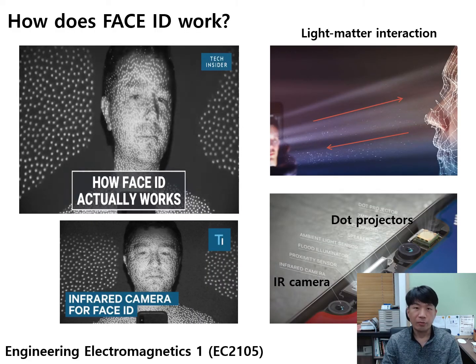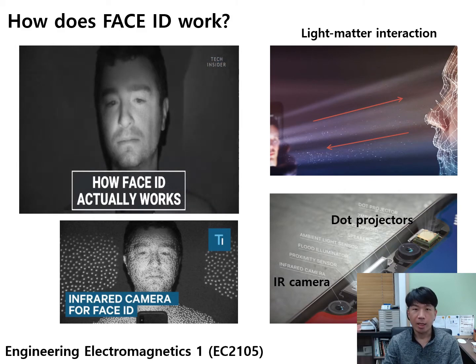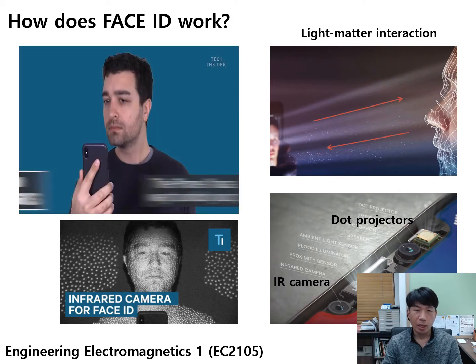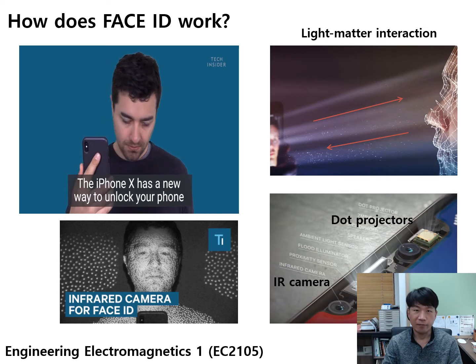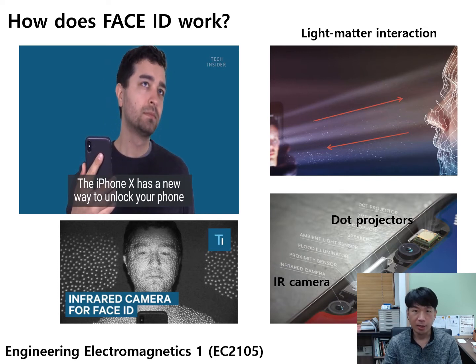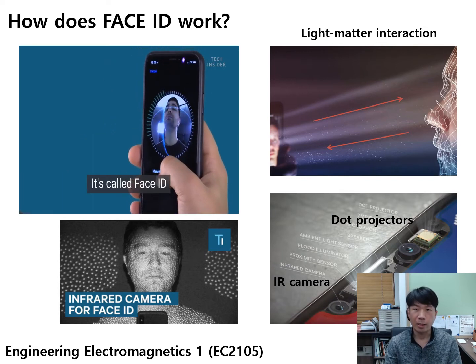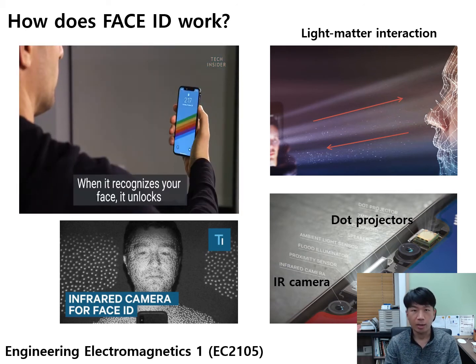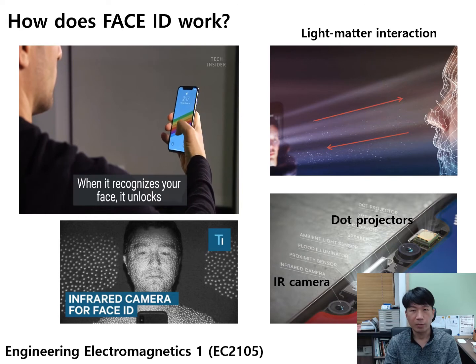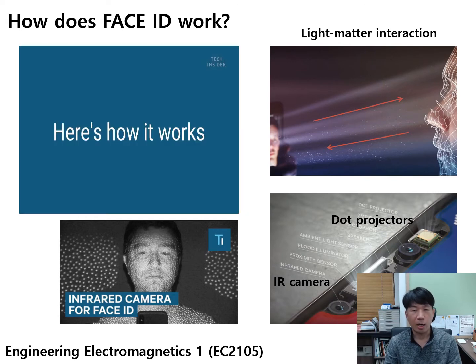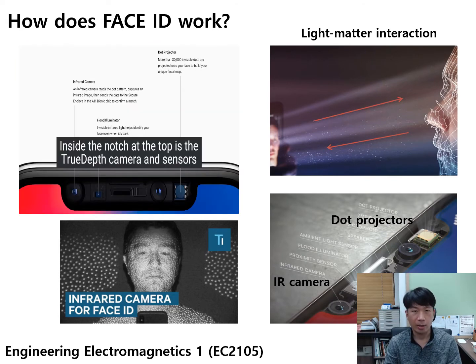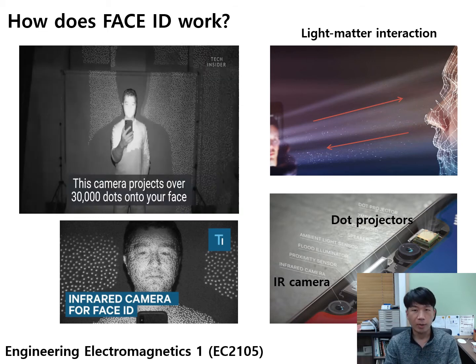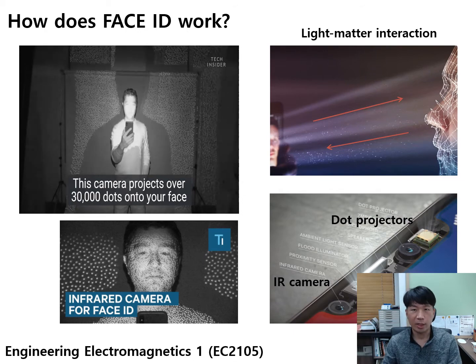I'm going to start with this video clip introducing how Face ID works. In your iPhone, you have these Face ID options for authentication, and your smartphone has a dot projector. This dot projector illuminates light patterns, and some of the reflected light from your face is captured by the IR camera. And then with a reconstruction of the captured images, you can generate 3D shapes of your face.